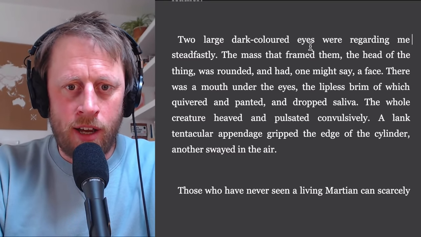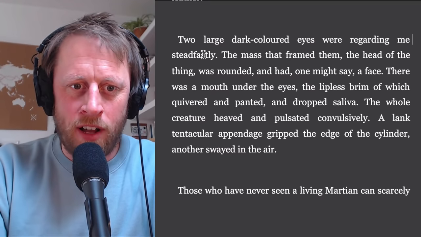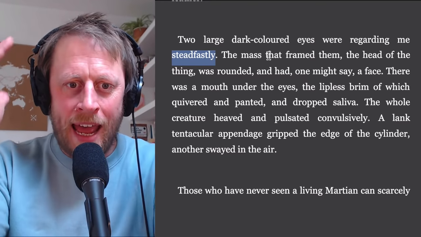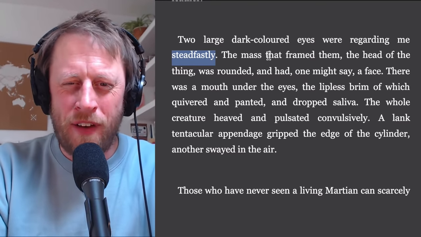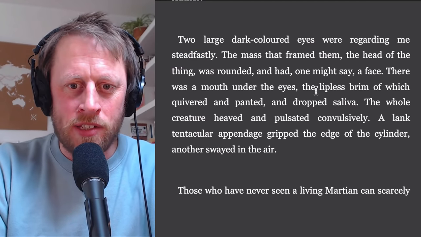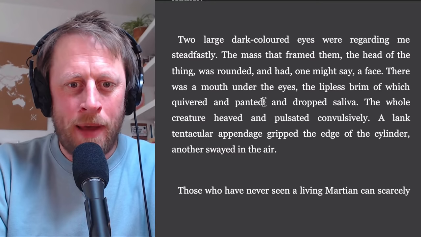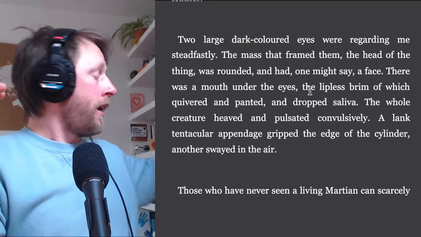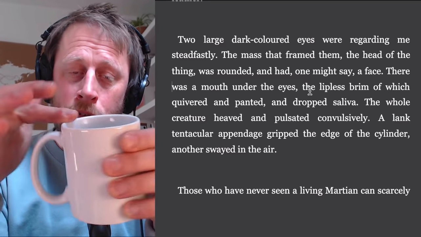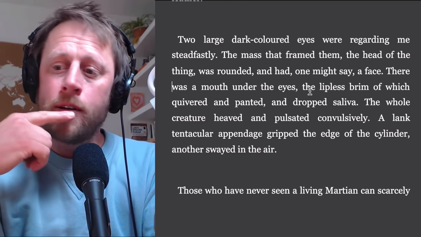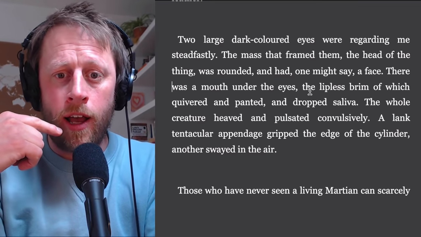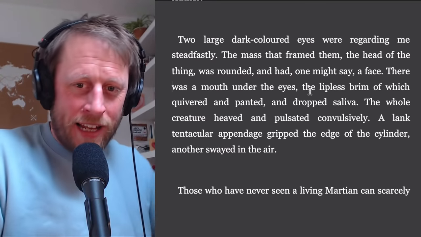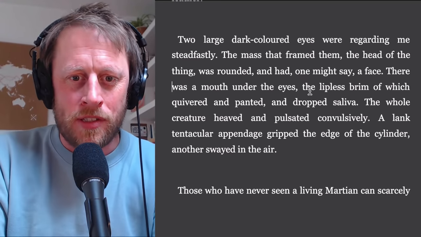So two large, dark-coloured eyes were regarding me, watching me, steadfastly, without moving, without blinking. The mass that framed them, the head of the thing, was rounded and had, one might say, a face. There was a mouth under the eyes, the lipless brim of which quivered and panted. So the mouth was there. The brim of the mouth. Brim could mean the edge, like the edge of a cup or a glass. But in this case, the brim of the mouth is like the edge of the mouth. And it's the lipless brim, so they don't have lips. It's just a weird edge of its mouth.